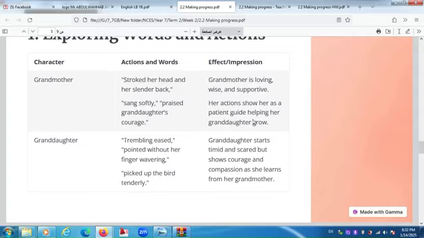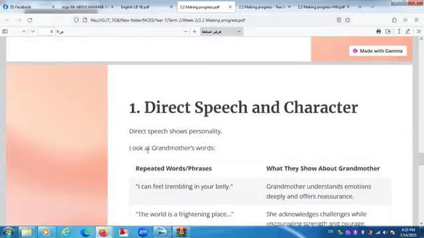I'm trying to analyze the character. Her actions show her as a patient guide, helping her granddaughter grow. While the granddaughter is trembling, she eased, pointed, without her finger wavering, and picked up the bird tenderly. What happened? What's the effect? What's the impression? The granddaughter starts timid and scared, but later she shows courage and compassion as she learns from her grandmother. That's an important progress.